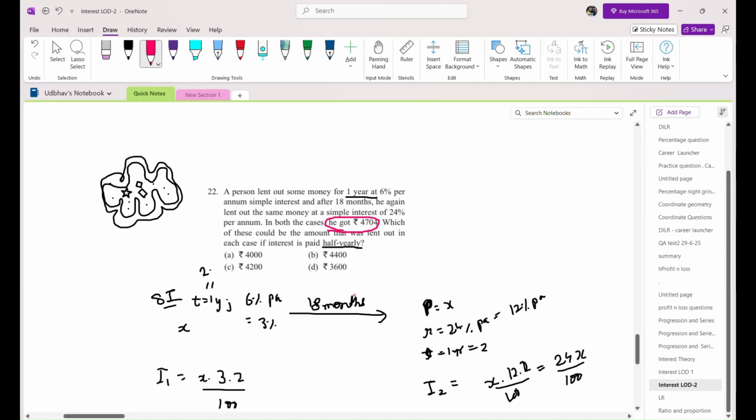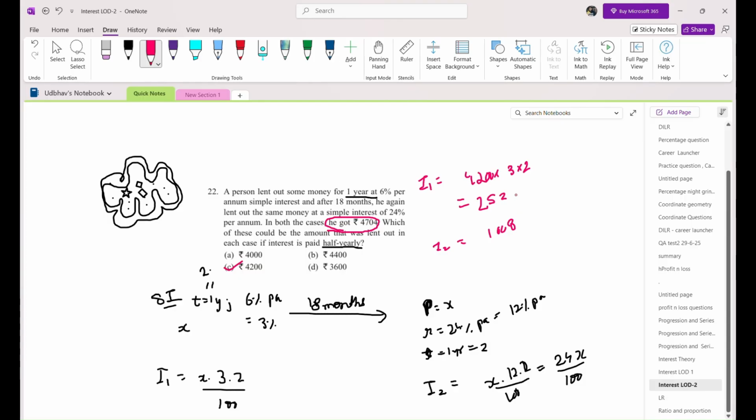The answer given in the book is 4200. If we use 4200, let's see, what will be the I1? 4200 into 3 into 2 upon 100, that comes out to be 252. And for the next time, 4200 into 12 into 2 upon 100, it comes out to be 1008.